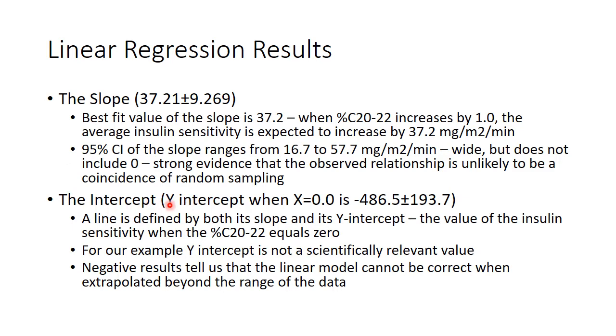Now the intercept here, the y-intercept when x is 0, is negative 486, and so this line gets defined by both the slope and the y-intercept. That is the value of the insulin sensitivity when the C 20 to 22 percentage equals 0. For our example, because that value is negative, the y-intercept is not really scientifically relevant. That negative result tells us that the linear model cannot be correct when extrapolated beyond that range of the data, right? If it gets to kind of impossible numbers, you're going to see that there's maybe only a range where that line is actually appropriate. That can be found when you're looking at values like this that are pretty extreme and not physiologically possible.